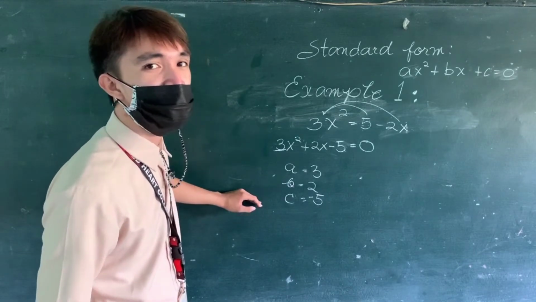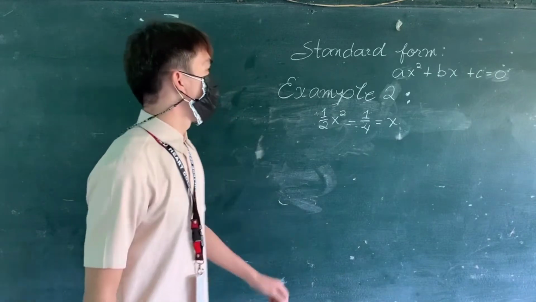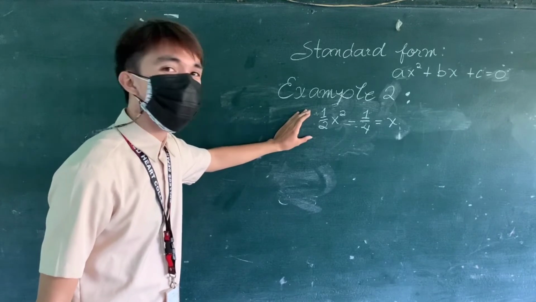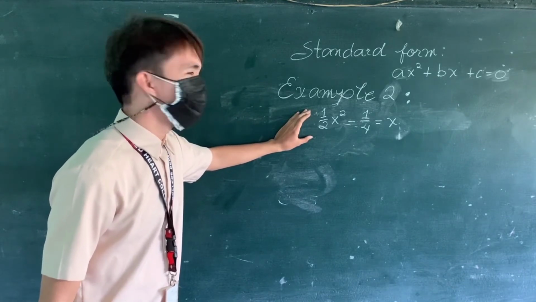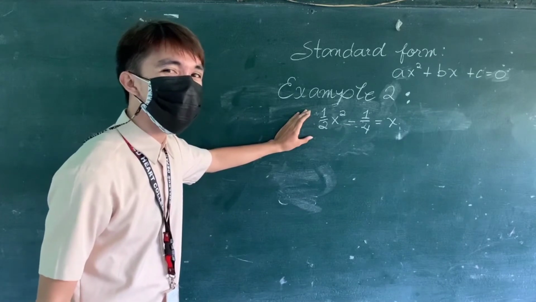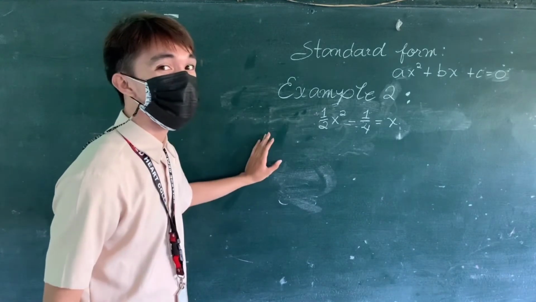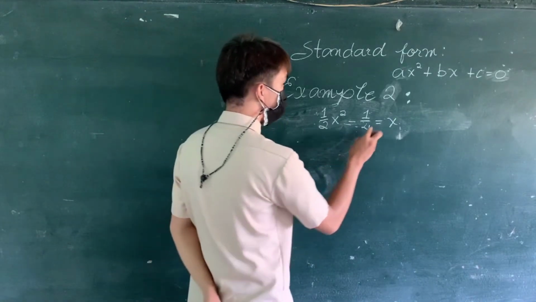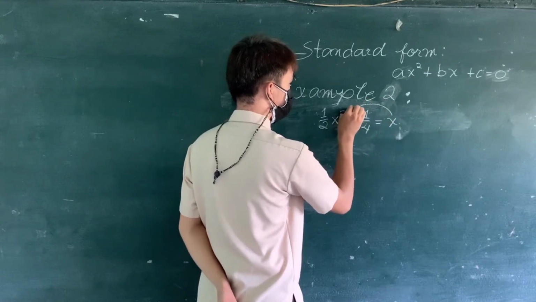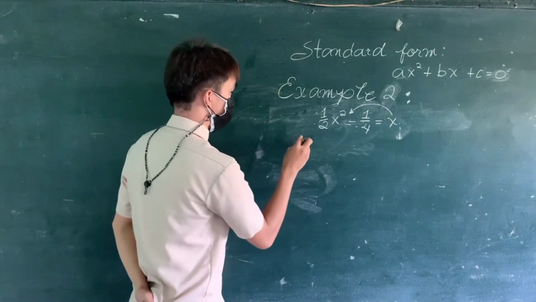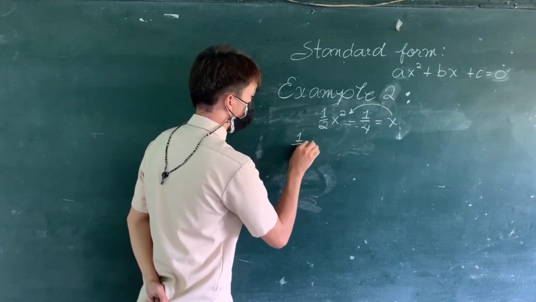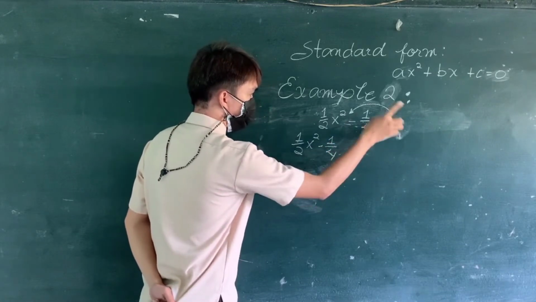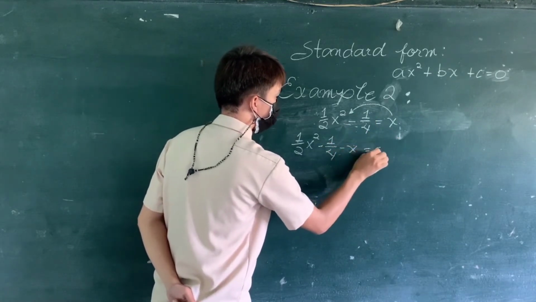Let's proceed to our second example. We have 1/2 x squared minus 1/4 equals x. So it's a fraction, but don't be afraid. Because all we have to do in here is to arrange this into its standard form. Transform this into its standard form. So, we only need to transpose the x to the other side. So, copy 1/2 x squared minus 1/4. Positive x will become negative x equals 0.